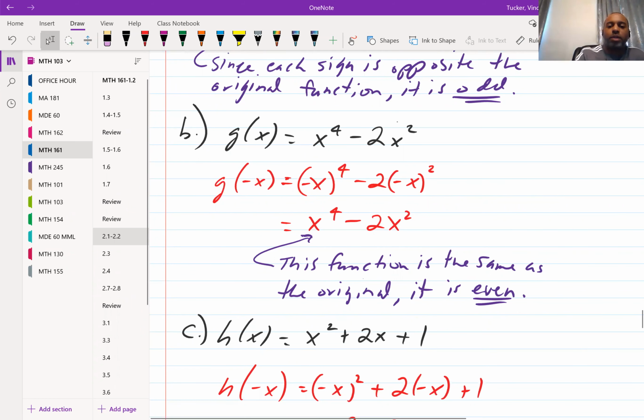When you look at your conclusion, remember, you always compare it to your original. Comparing this to this, all signs are not the same. Neither are all signs opposite. So this function is neither odd nor even, because remember, the options were odd, even, or neither. So this one would be neither.